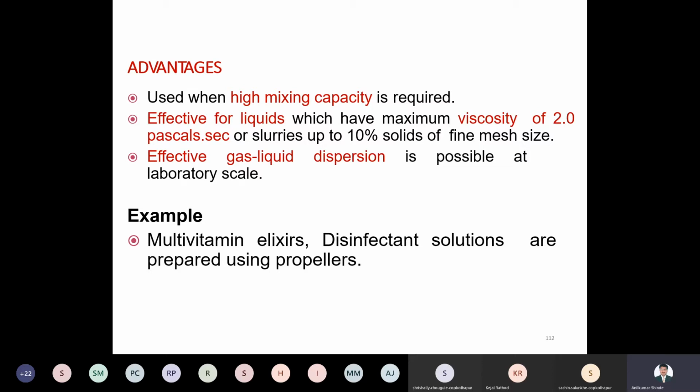Particularly, this type of mixer can be used for the preparation of multivitamin elixirs and different disinfecting solutions. You can also prepare different types of syrups, with different solutions and different mixers, right? We can use it, but we must maintain the viscosity. If the viscosity of that liquid is 2 Pascal, we can mix easily and efficiently. If I increase the viscosity, the mixing of that liquid is not efficient.